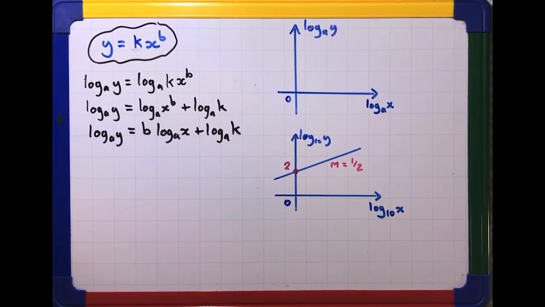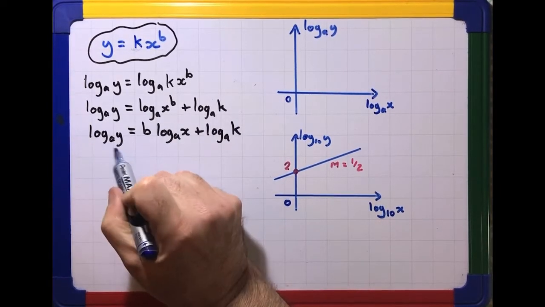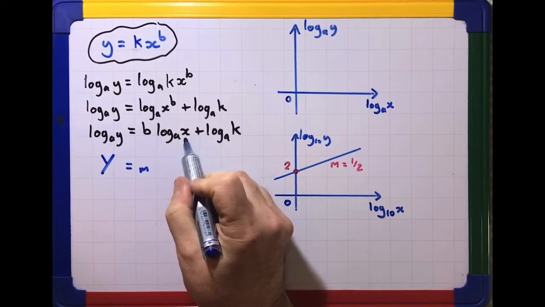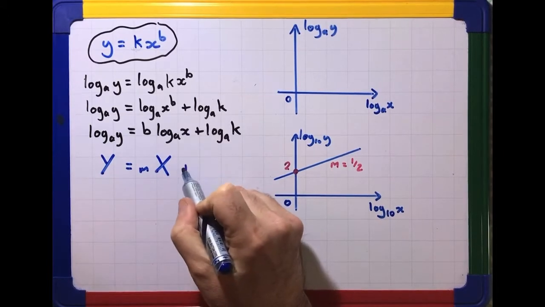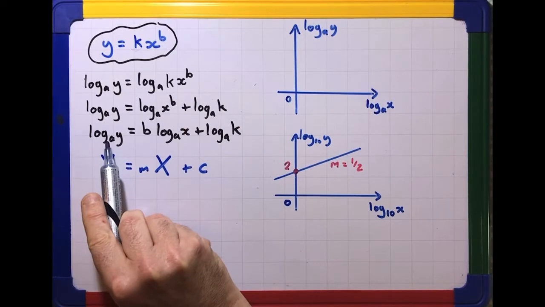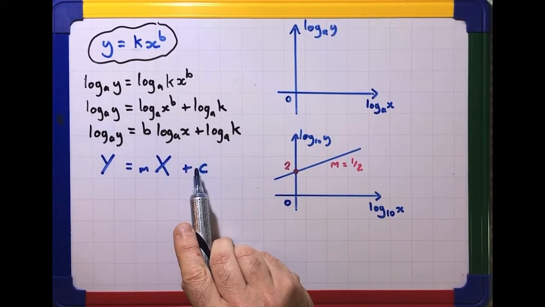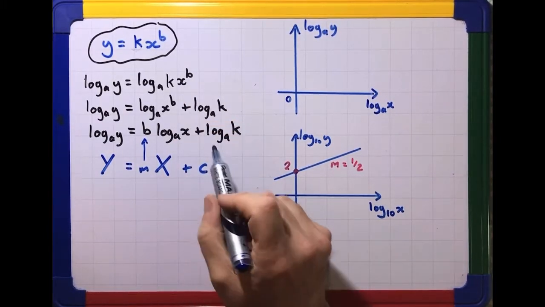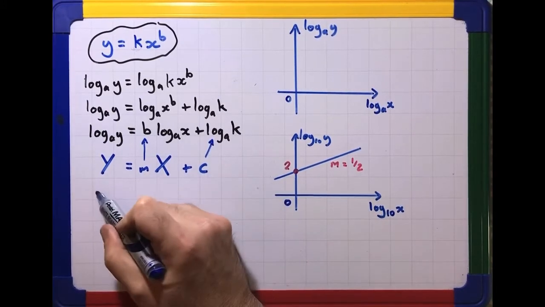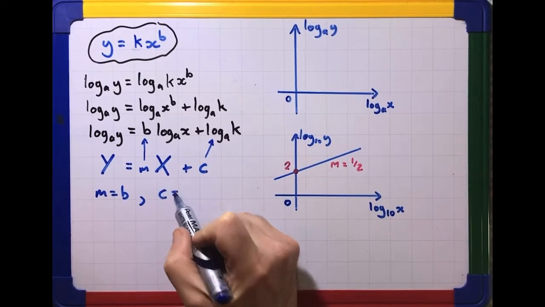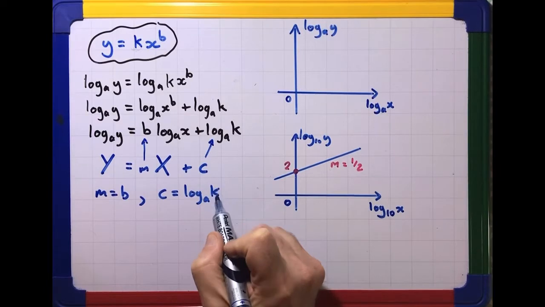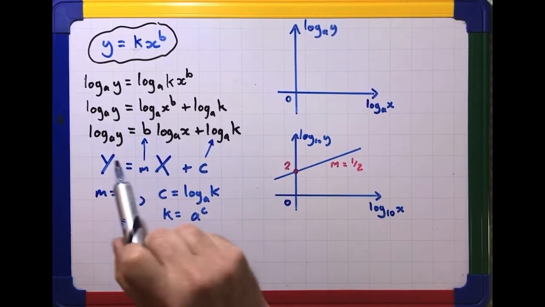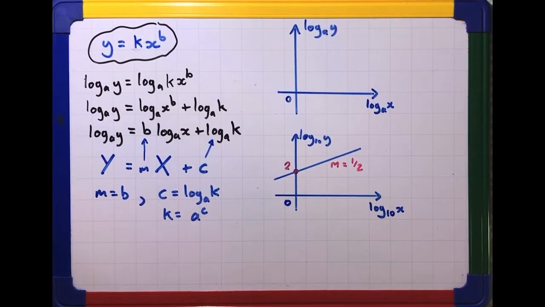Now if I plot log y on the y-axis, I'm going to use a capital Y to represent log y, against log x, with a capital X for that. We can see that doing log y against log x would give us a straight line equation, where the gradient of the line is equal to the power b, and c, where it crosses the y-axis, equals log to the base a of k. Because we're trying to work out k, that's going to be a to the power c. So if we plot log y against log x, we will get a straight line graph.